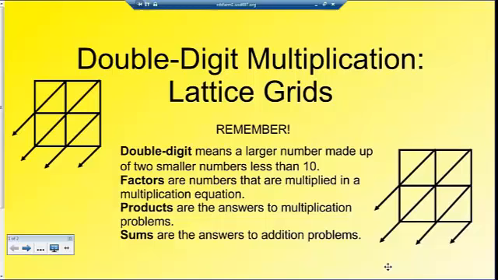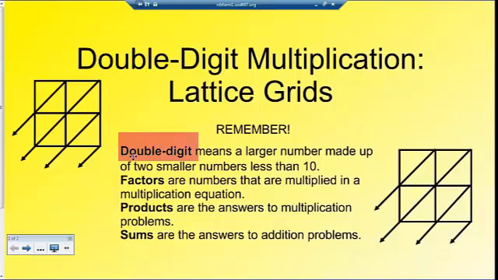Today, we're going to practice our multiplication of double-digit numbers using the lattice method of multiplication. Now, before we get started, let's review a few vocabulary words that we'll be using throughout the presentation.